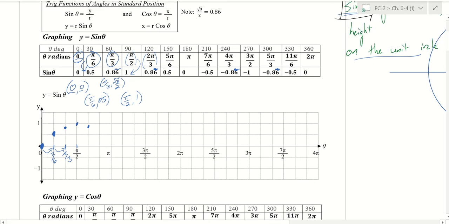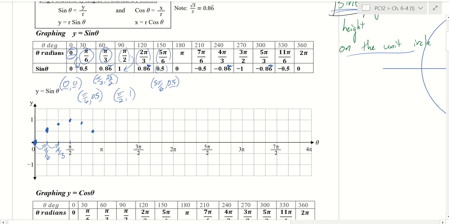We're going to have another repeated value here, actually. When we have sine of 5 pi over 6, we're going to get another output of 0.5. We've seen that output before. You can definitely notice that this is not a one-to-one function, right? We see the same output value again. And so let's plot this point at 5 pi over 6. We're going to have 0.5. And does that make sense?